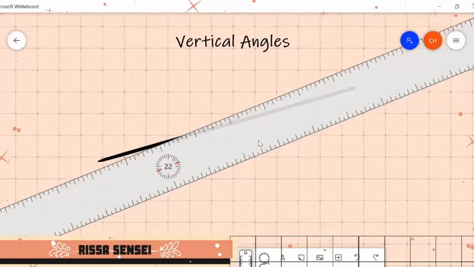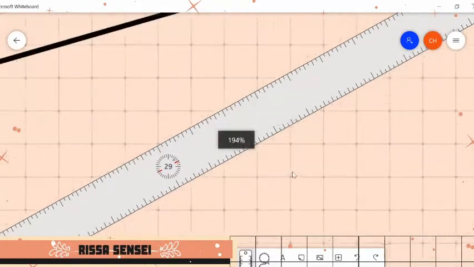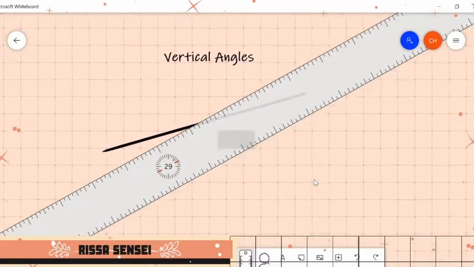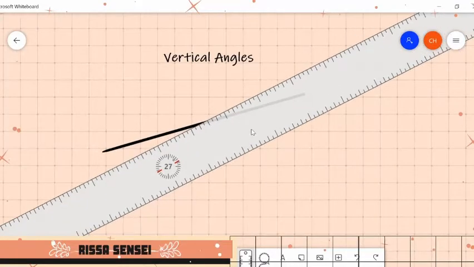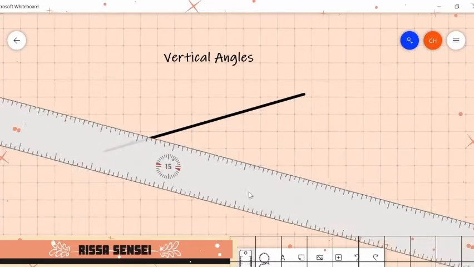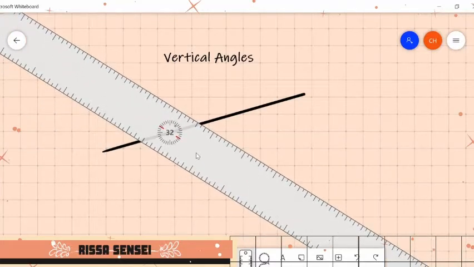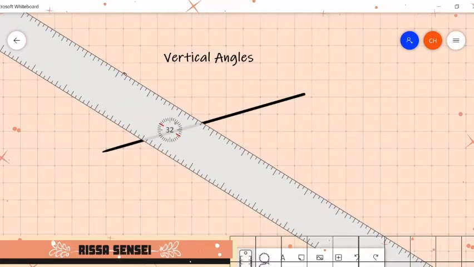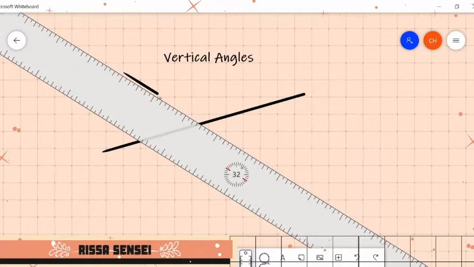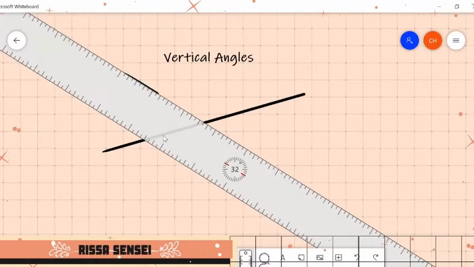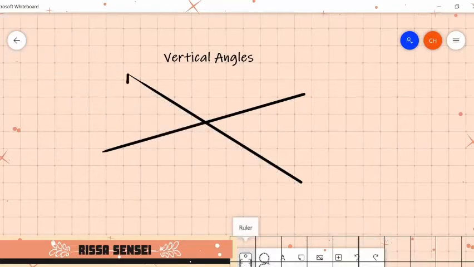Mali, sorry. Nahilo kayo. Kasi dapat ano eh. Ayan. Composed of two intersecting lines. Two intersecting lines. Kahit anong itsura pa ng intersecting lines ninyo.